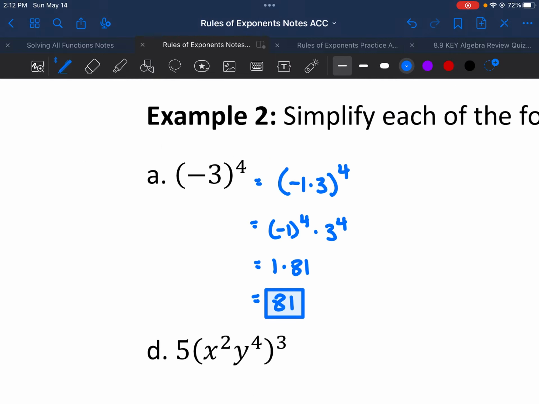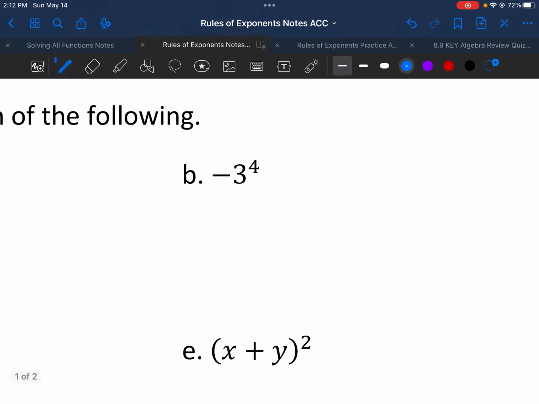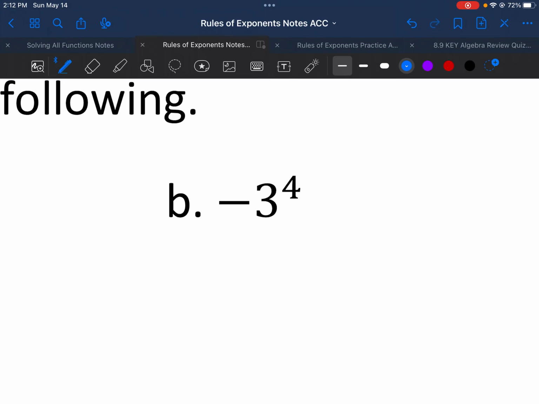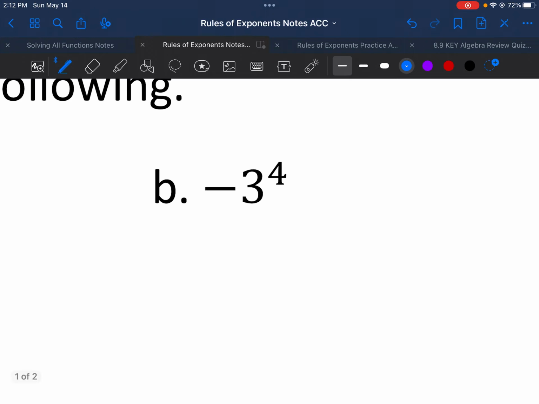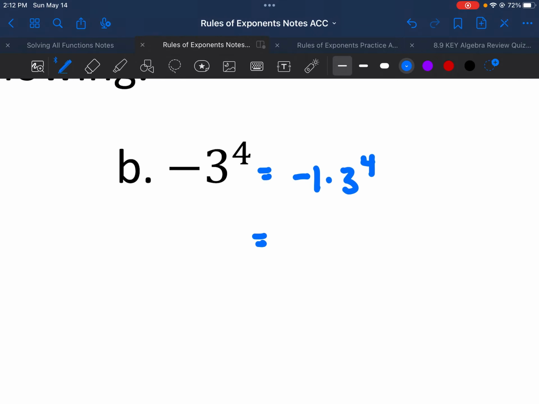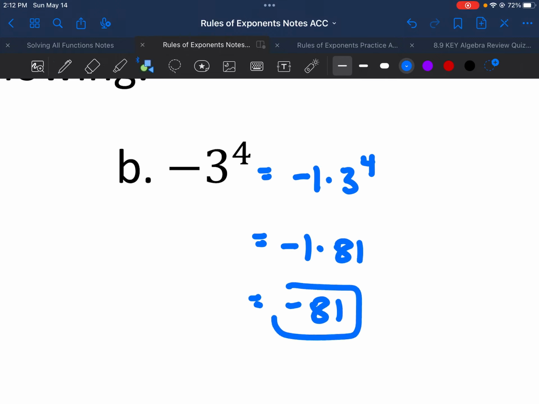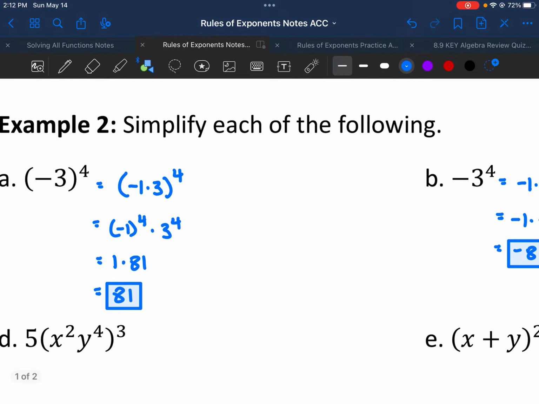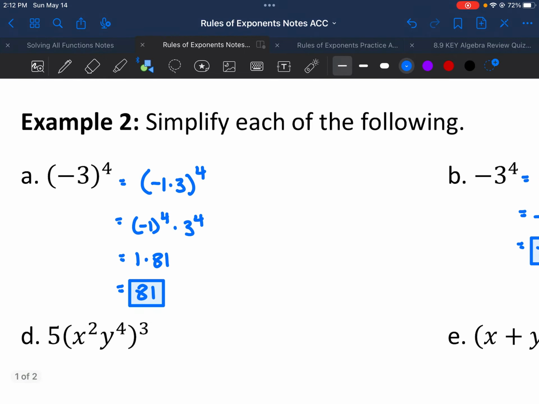Okay, and let's compare that to -3 to the 4th without the parentheses around the -3. So again, we can look at this as -1 times 3 to the 4th. Well, notice that in this scenario, only the 3 is being raised to the 4th, not the -1. So it's going to be -1 times 81, which is -81. So the presence of the parentheses around the -3 in example A made a pretty big difference.